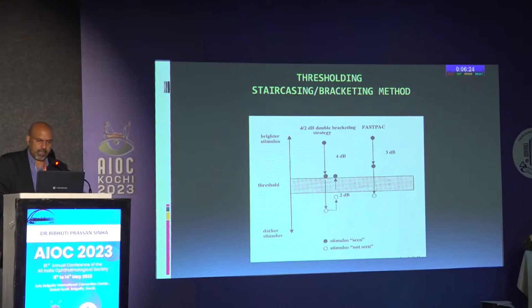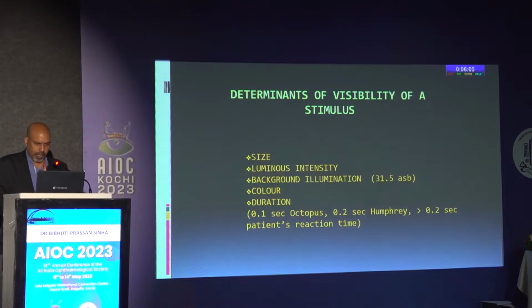The thresholding is usually done by two strategies. One is the 4-2 decibel double bracketing strategy, where the intensity of light is decreased by 4 decibels and increased by 2 decibels in a step ladder pattern to identify the threshold value. And the other is FastPac, where we reduce it twice by 3 decibels to identify the threshold value.